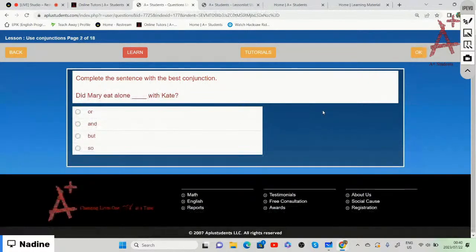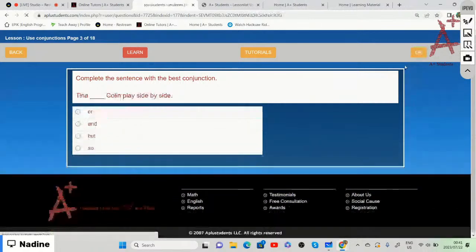Did Mary eat alone with Kate? And with Kate, but with Kate, so with Kate? We need to choose the best conjunction to fill in the sentence. So did Mary eat alone? And we get or with Kate, right? So or with Kate.